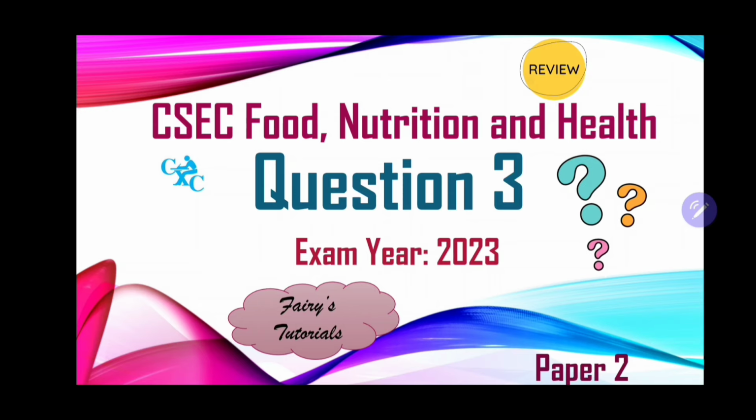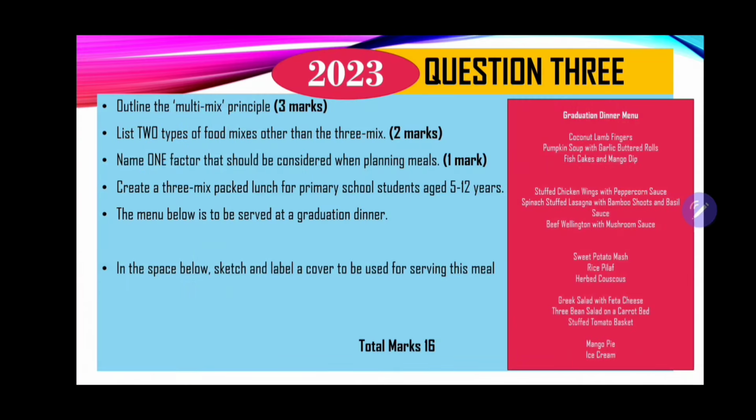In this session, we're looking at CSEC Food Nutrition and Health Question 3 from the exam year 2023. Now, let's take a look at this question. Part 1. Outline the multimix principle. 3 marks. Next, list 2 types of food mixes other than the 3 mix. 2 marks. Name 1 factor that should be considered when planning meals. 1 mark. Create a 3 mix packed lunch for primary school students aged 5 to 12 years.